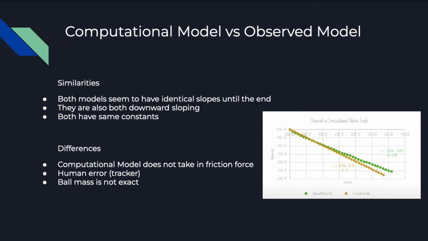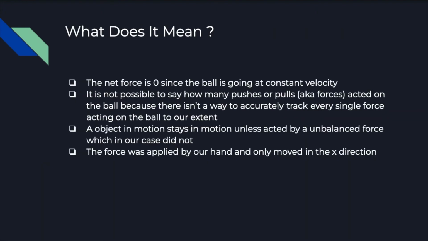The computational model and observed model have similarities and differences. Both models have an identical slope until the end. They are downward sloping and have the same constants. The difference is that the computational model does not account for other forces like frictional force. There could be human error in the tracking that I have made, and I might have made a mistake in the ball mass calculations.